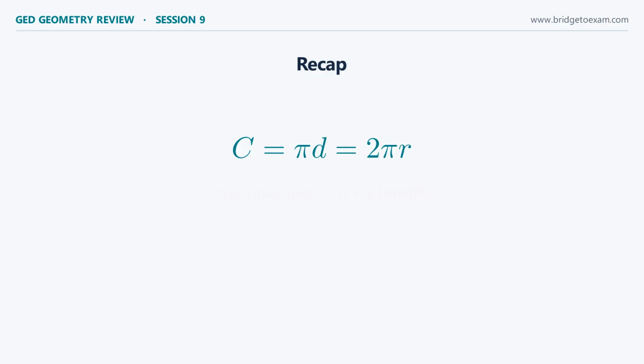To recap, circumference is the distance around a circle. It equals pi times the diameter, or 2 pi times the radius. No squaring, and the answer is in plain units.